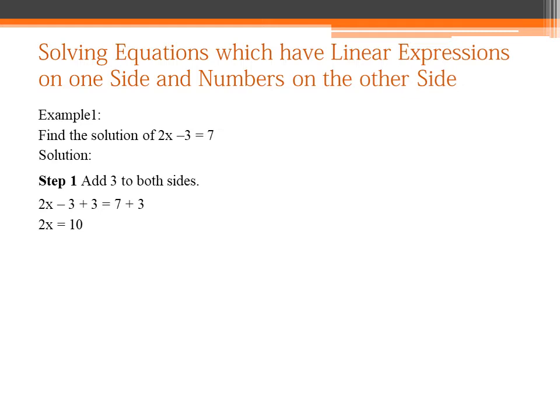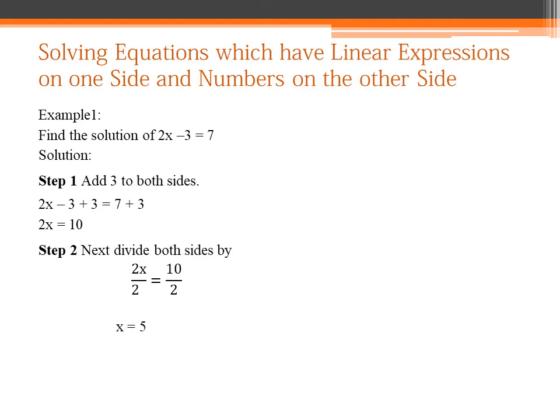Now, what is the next step? Next, we need to divide by 2 on both sides. Then only you will get x alone on one side. That is 2x by 2 is equal to 10 by 2, which implies x is equal to 5. Now, directly we got the value of the variable x as 5. Therefore, the solution of the equation is 5.